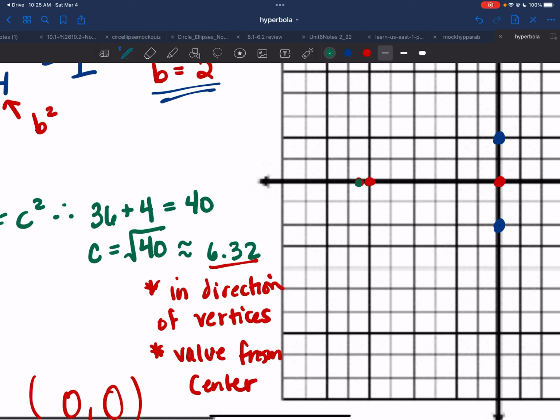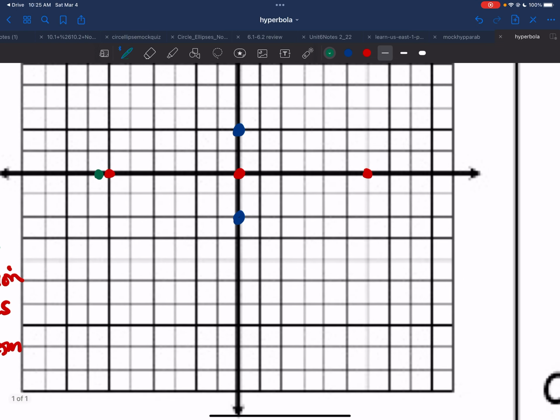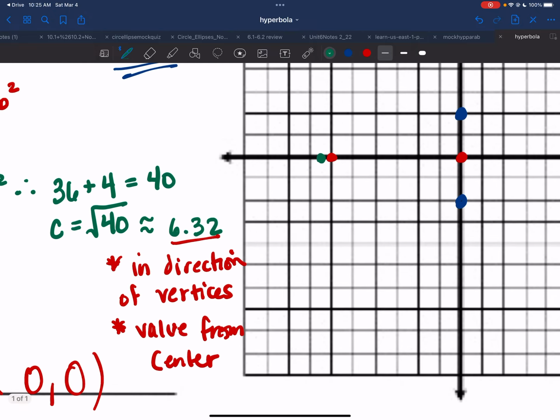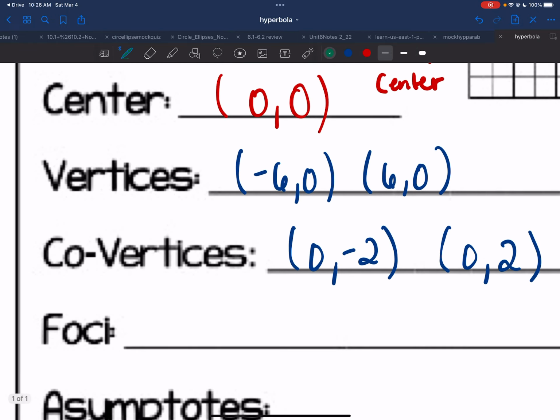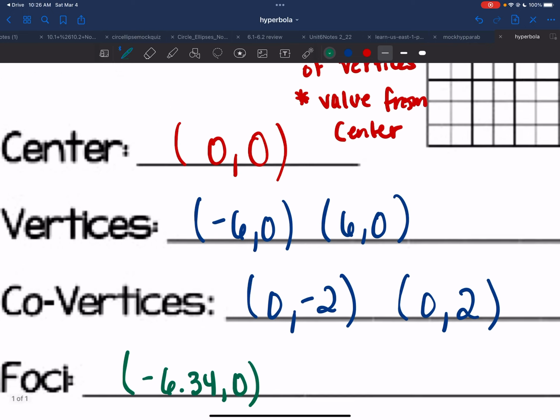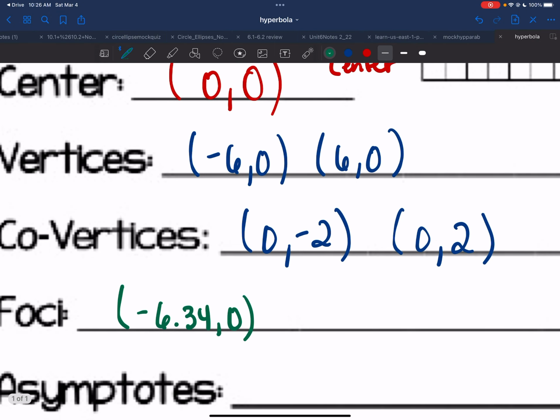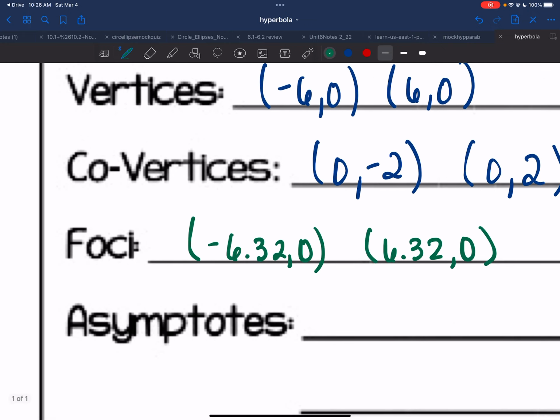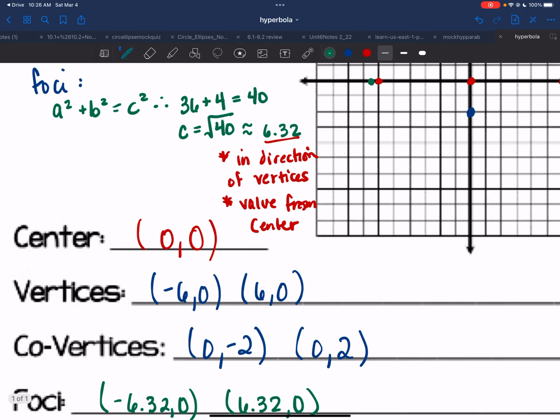Let me stick that in green. It's really, really close to my vertices. So you're not going to see much of a dramatic change there. But as far as its location, that would be negative 6.32, and positive 6.32. And then my asymptotes, I need to be able to get those.